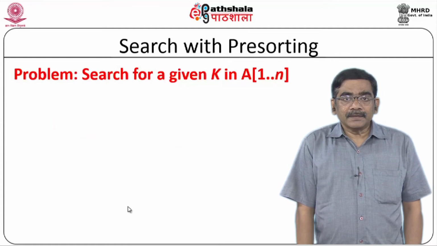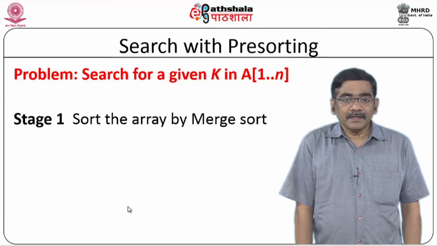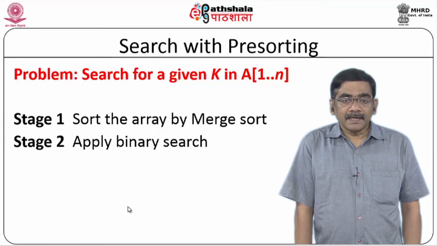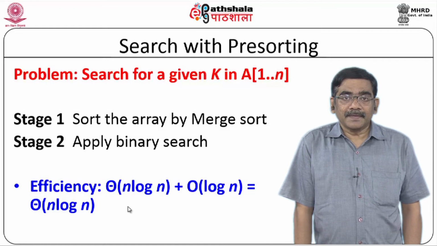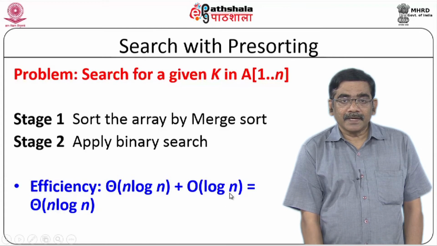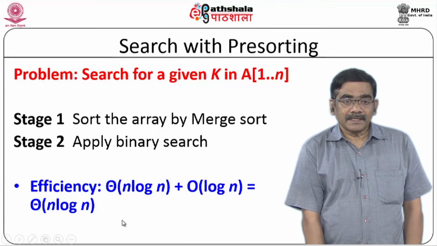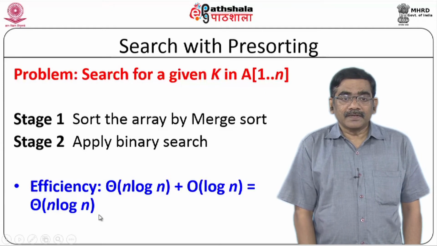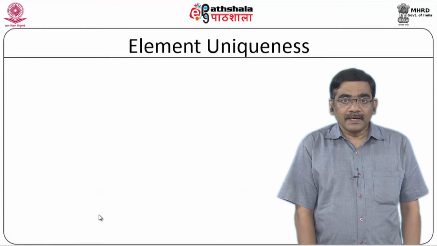We can also use this for searching. If I want to search, I can sort the list by means of merge sort, and I can apply binary search because the elements are already sorted. The efficiency of this algorithm is theta of n log n, which is the requirement for the merge sort, and binary search requires order of log n. So, you can see exactly that the complexity of this algorithm is theta of n log n.